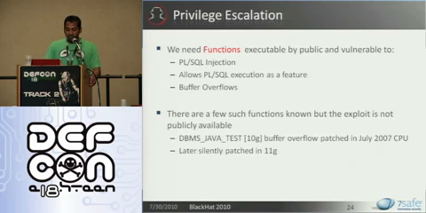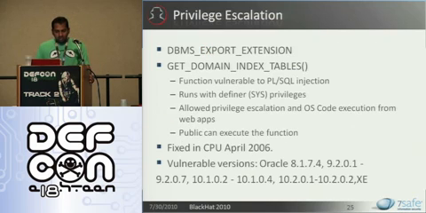There are a few such functions known, but the exploit is not publicly available. For example, this particular function, dbms_java_test, is the name of the package. A function exists within this package which had a buffer overflow vulnerability. So in your SQL, you can call this function and cause a buffer overflow because that function is executable by public. Out of those few known exploits, the one which is fairly popular is this particular function, get_domain_index_tables. This function is vulnerable to PL/SQL injection.